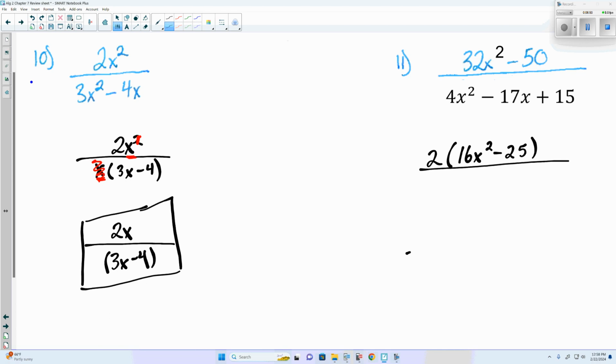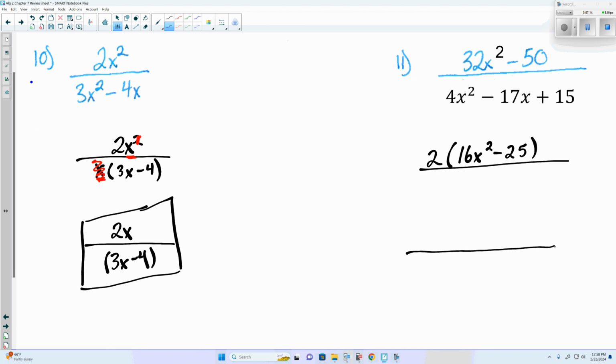Well, we could factor the denominator at this point, do greatest common factor. 4x squared, 17x, and 15. Is there a number that goes into all three terms? No, the only numbers that go into 4 are 2 and 4. Well, 17 is not divisible by 2 or 4, and 15 is not either.